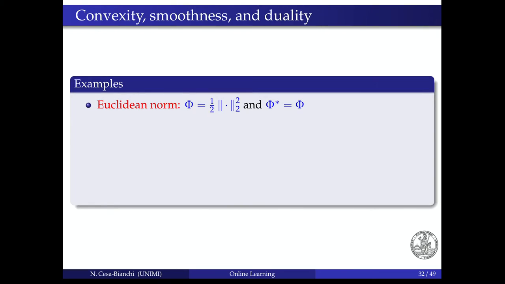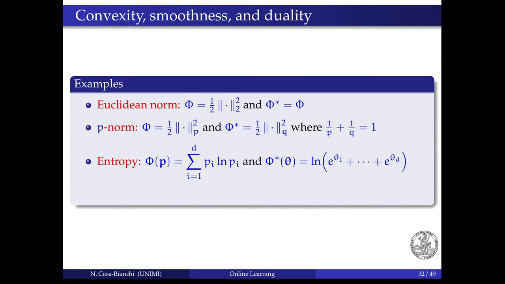Okay, so let's see some examples. The convex dual of the Euclidean norm is the Euclidean norm itself. Oh, that was easy. How about p norms? This is also easy. The convex dual of the squared p norm is the squared q norm, where q is the dual parameter of p. How about the entropy? Actually, this is a negative entropy, but it's fine. The convex dual of the entropy is the log of the sum of exponentials. You do your computation, and it turns out to be okay.